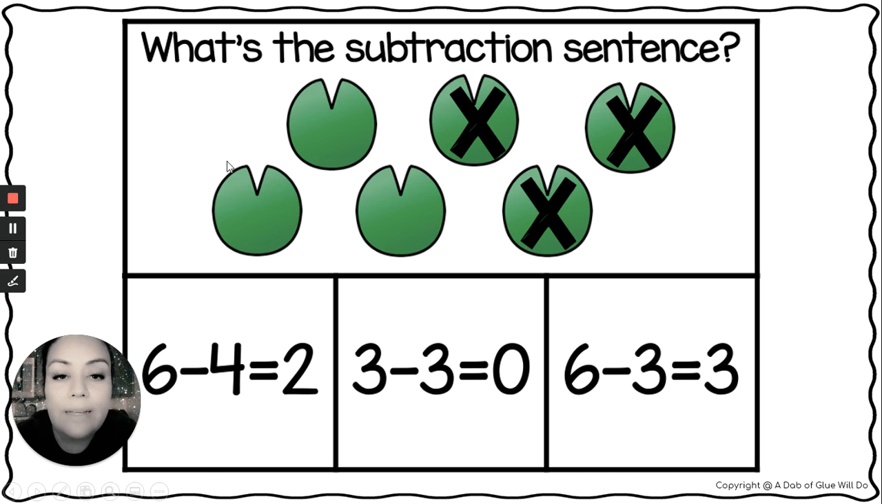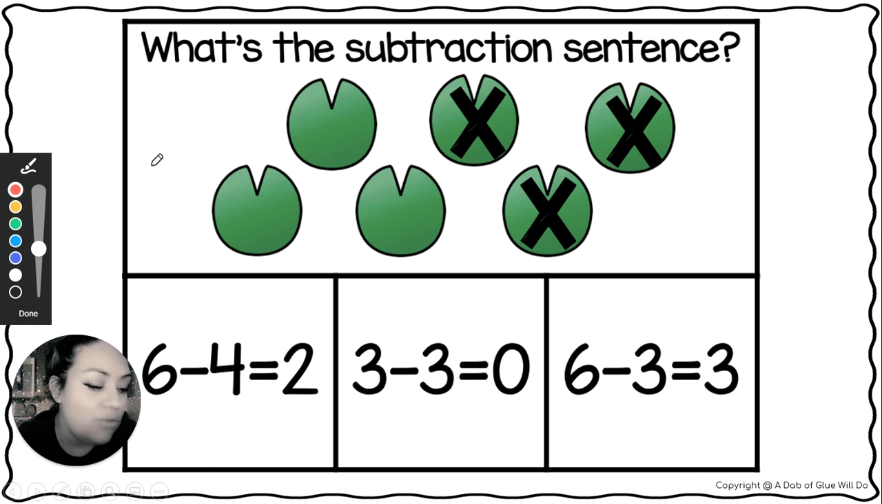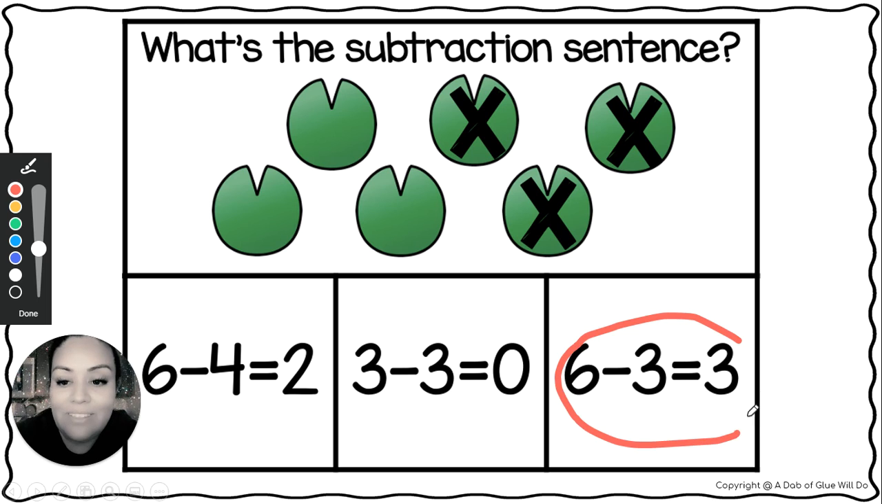So you can check on the picture, so you can count the objects in the picture. You can also use your hands to see if your math is correct, and then you can find the number sentence that matches it. Which is the number sentence that matches the story? 6 minus 3 equals 3. That's right. Here it is.